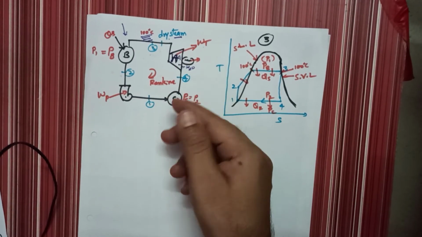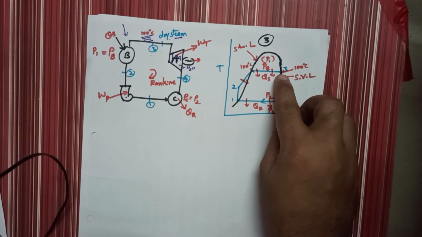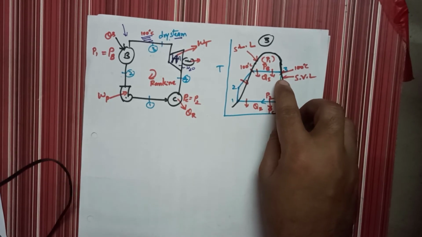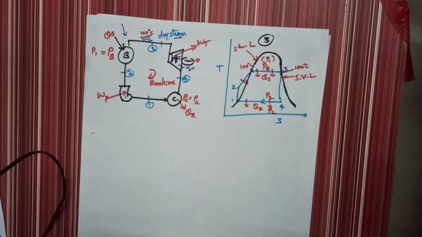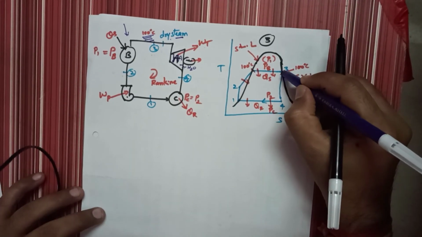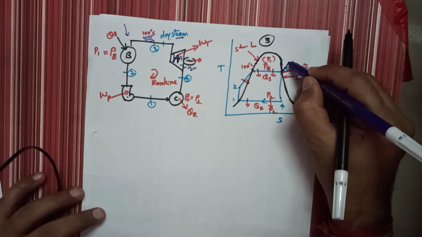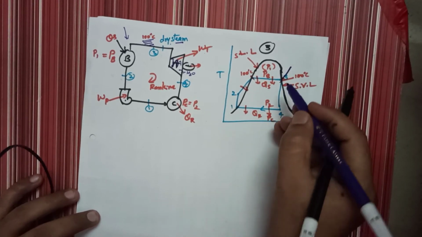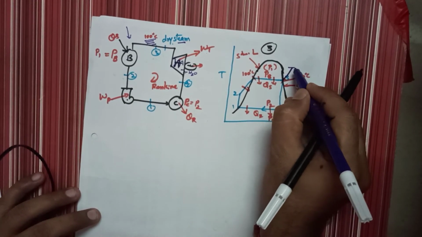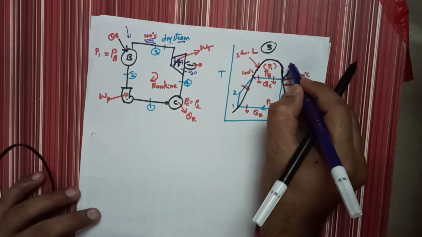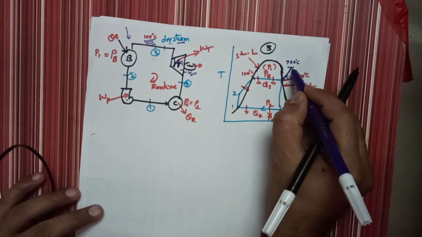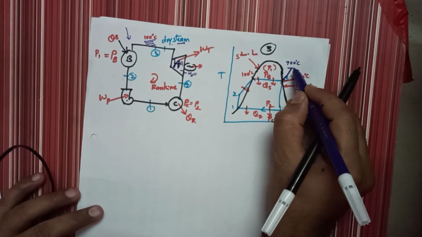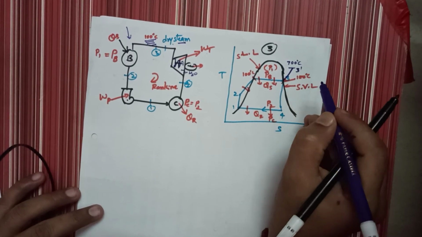You have to increase the temperature. So this is point number 3, that is 100 degrees Celsius steam. This steam you have to increase the temperature. Temperature is increasing. Understood? Now the maximum temperature of the steam which is going to the turbine is 700 degrees Celsius approximately. So this 700 degrees Celsius temperature, now I will take 3 dash.